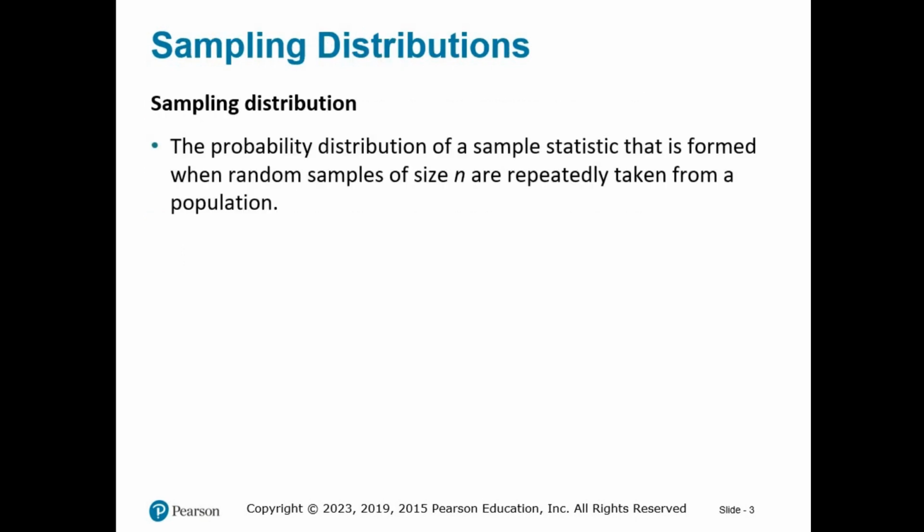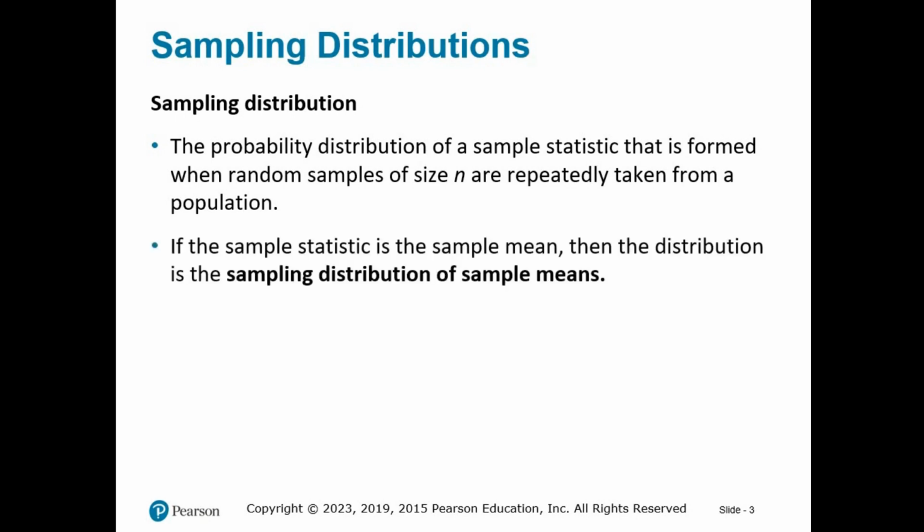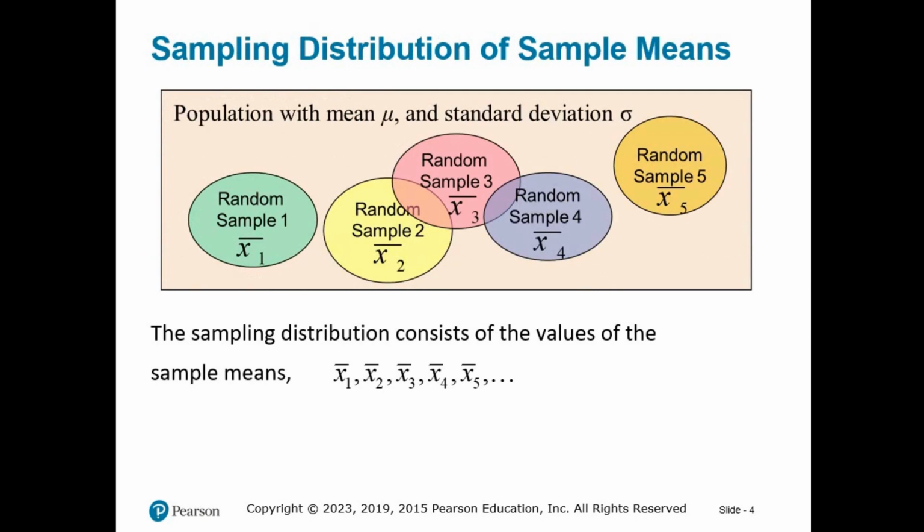So to begin with, the probability distribution of a sample statistic is called a sampling distribution. It's basically formed when samples of size n are repeatedly taken from a population. In this section, we're going to focus mainly on sampling distributions of sample means. For example, let's say WVUP is our population, and we wish to know maybe the average number of televisions per household. Mu and sigma are unknown.